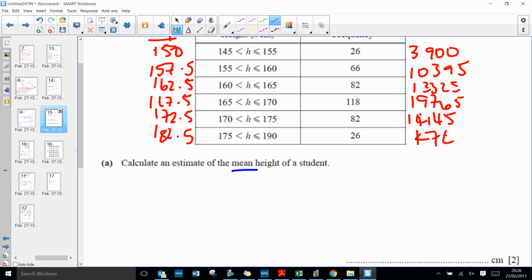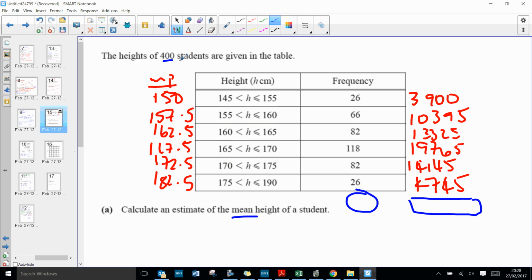Now, as you can see, it's only worth 2 marks. So secretly, this working is actually unnecessary. I'm doing it to show you how you do it. So then you would add up these values here and divide by the total frequency. Now we know that the total frequency is 400. So we know this number adds up to 400, so we'd add this value up and divide by 400.